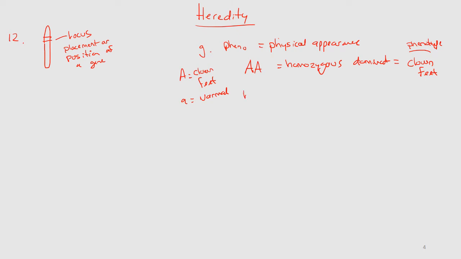And then the next one, H, is going to be genotype. Genotype is which alleles the organism has. That is the genotype, the two-letter combo. So genotype is the codes, the genes, the two alleles, and the phenotype is the physical appearance of those genes or alleles.